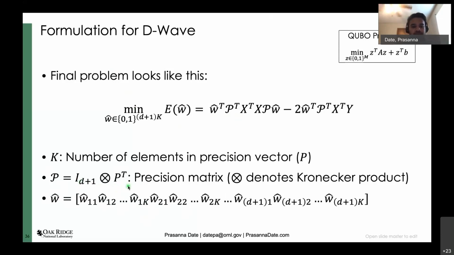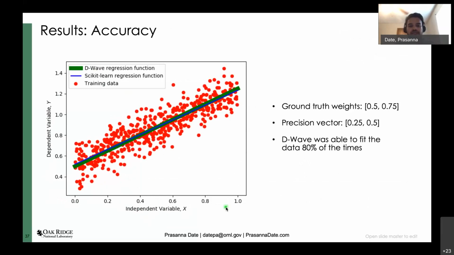The length of the precision vector is k. So we have the W hats, we have the precision matrix, and the X was given to us as the inputs to the regression problem. So it's the regression data matrix, and then in this expression we have Y, which was also given to us as an input to the regression problem. Once we have this formulation, we can convert the regression problem into a QUBO problem, and then we can actually solve the QUBO problem on the D-Wave quantum computer.